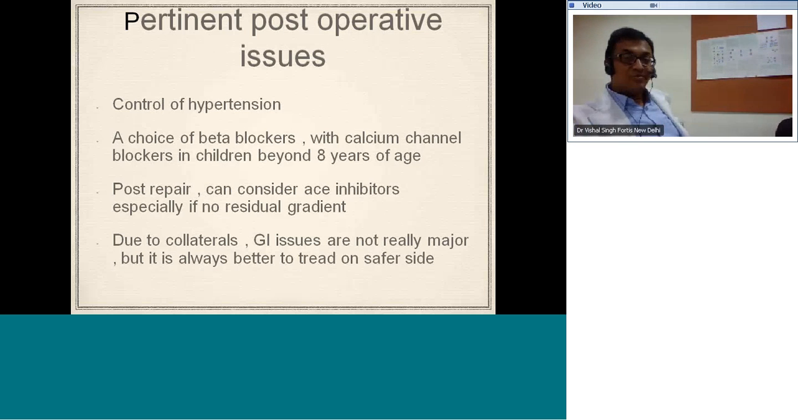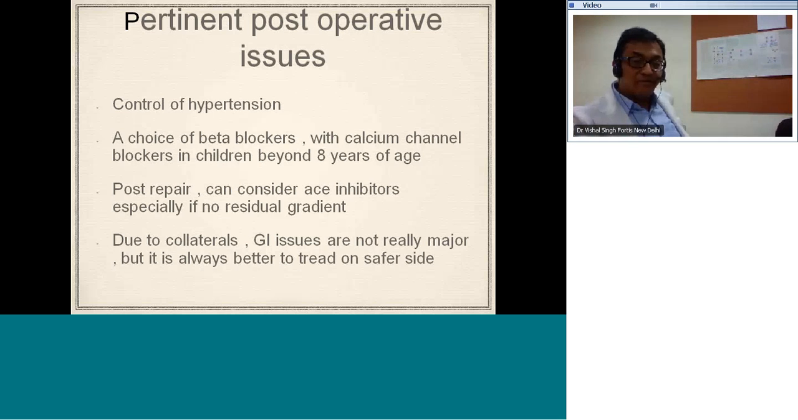Pertinent postoperative issues include control of hypertension with choice of beta blockers, and calcium channel blockers only given beyond 8 years of age. Post repair, if there's no gradient across the radial and femoral, you can consider ACE inhibitors, especially if there's no residual gradient between the ascending and the descending aorta, because normally this is around the juxtaductal coarctation that we talk about.